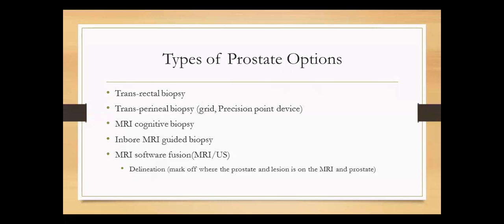When it comes to the types of prostate biopsies, we have the transrectal biopsy, and then we have the transperineal biopsy, of which we have the grid and the precision point device. We have the MRI cognitive biopsy, the in-bore MRI guided biopsy, which is done in the magnet. And then we have the fusion biopsy, which uses software. It's quite prone to errors, but it's one of the best.